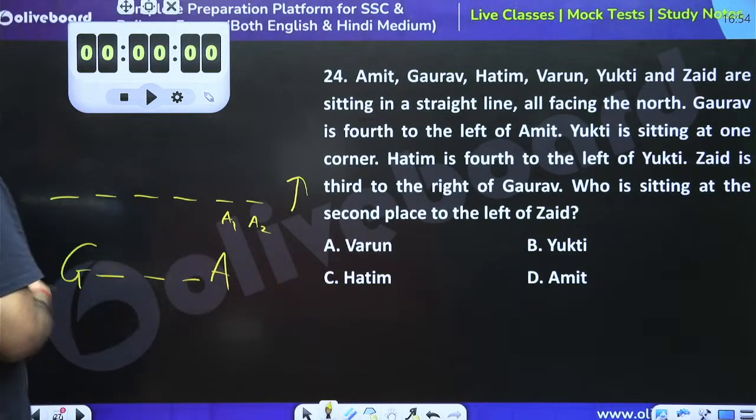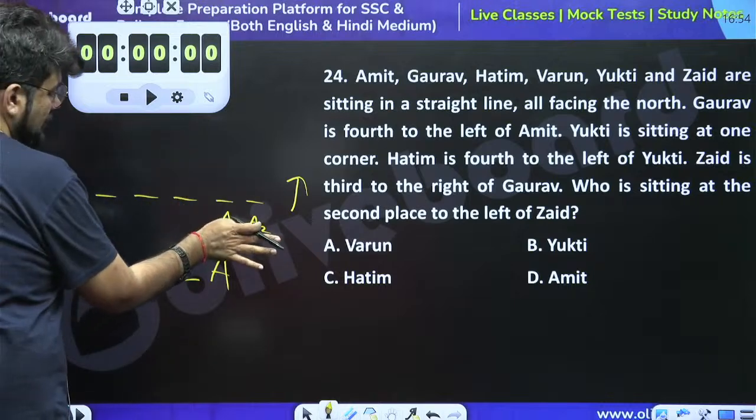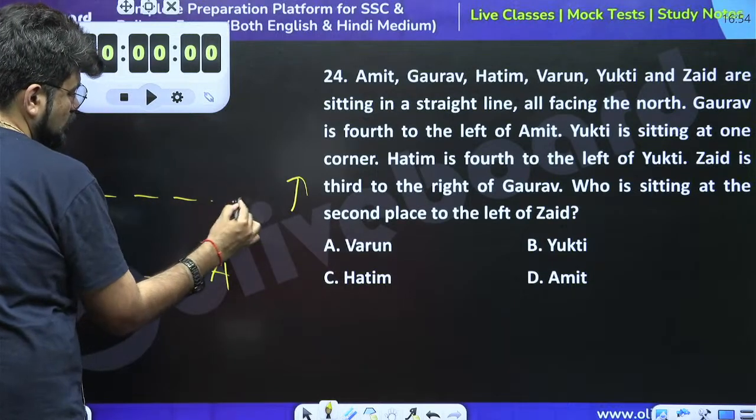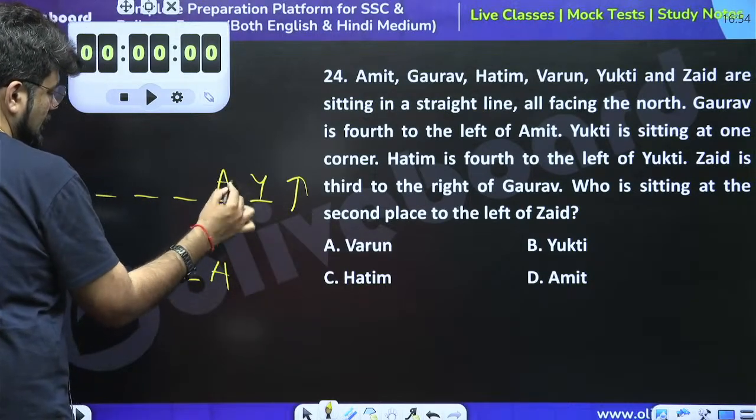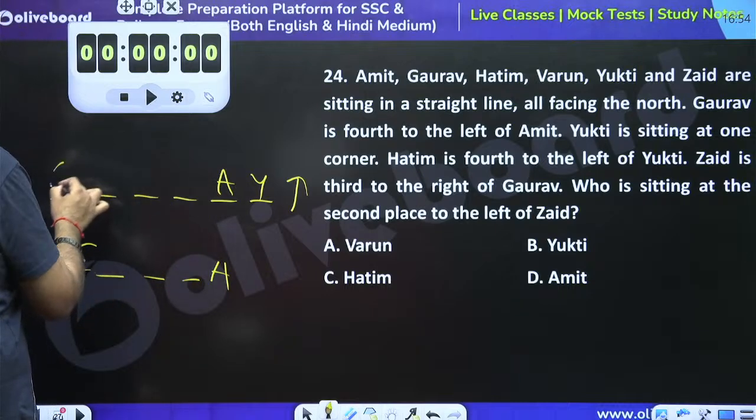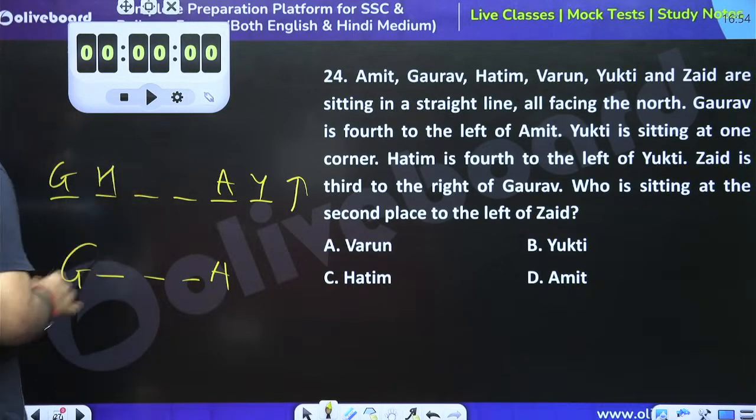Right? Yukti is sitting at one corner. Hatim is 4 to the left of Yukti. If Yukti is sitting at a corner and Hatim is 4 to the left, then one thing is for sure that Yukti is sitting here, Amit is sitting here. 1, 2, 3, 4. Gaurav is sitting here and Hatim is sitting here.